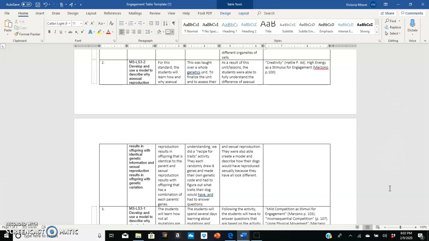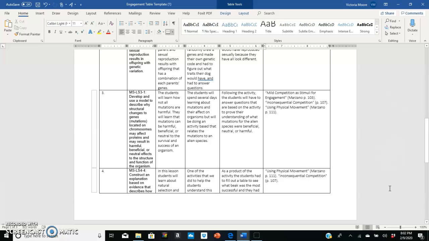Following this, they had to answer questions about asexual and sexual reproduction and the differences and the results of each. And again, as a whole, my class did very well with this because they were able to grasp it, and they were engaged the whole time. So for standards 3 and 4, the activities I did were super engaging. The students loved them. These were definitely my best.